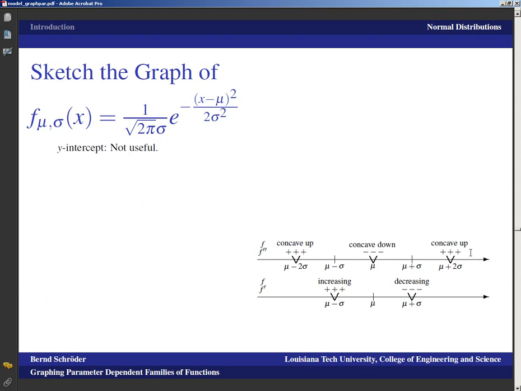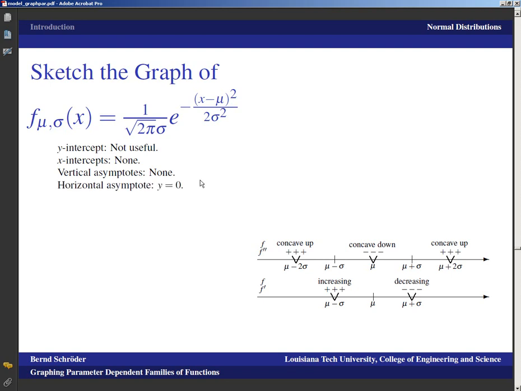The y-intercept actually is not useful here, and that is because with us not knowing what mu is, and with us anticipating that mu just shifts the function back and forth, we really don't know where the y-axis will be with respect to what arguably will be the center of the shape, so we really aren't going to worry about the y-intercept. The x-intercepts, well, there aren't any because exponentials are never 0. Vertical asymptotes, well, exponentials don't have vertical asymptotes.